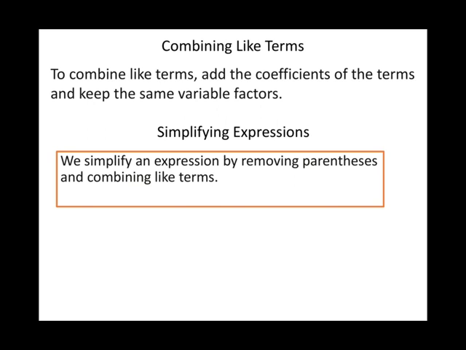Okay, combining like terms. To combine like terms, add the coefficients of the terms and keep the same variable factors. And simplifying an expression. We simplify an expression by removing parentheses and combining the like terms. So let's look at this example to explain these two here.